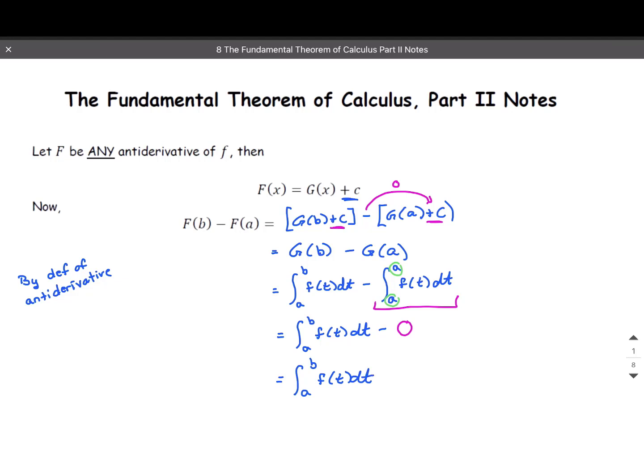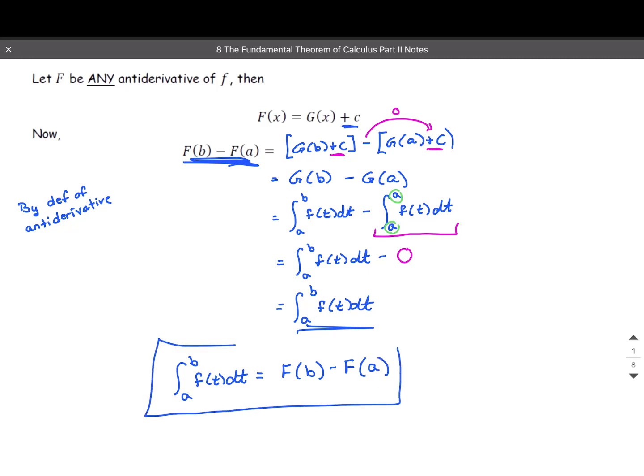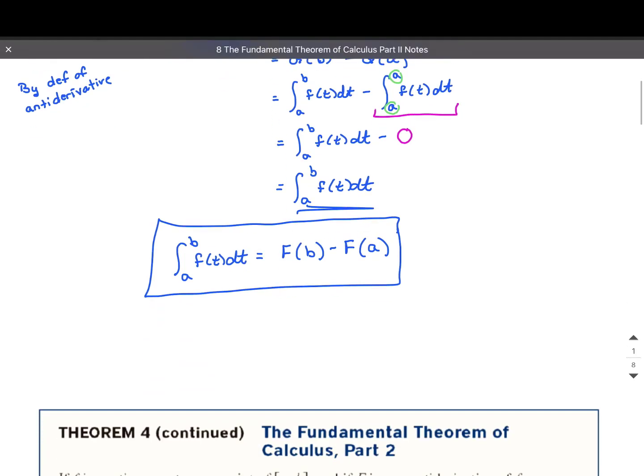Well, do you realize what we just said? We went from here to here. So what that means is that the integral from a to b of f of t dt is the antiderivative capital F evaluated at the upper limit b minus the antiderivative F evaluated at the lower limit a. And that is the Fundamental Theorem of Calculus Part 2.